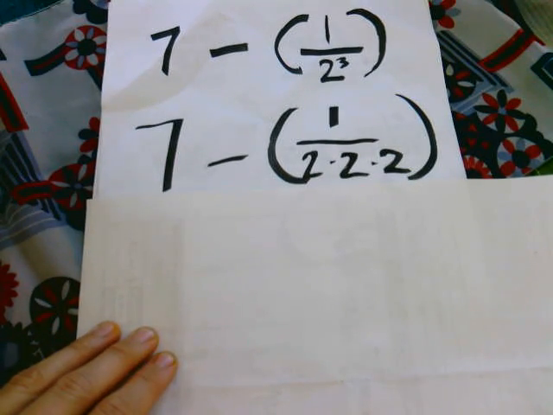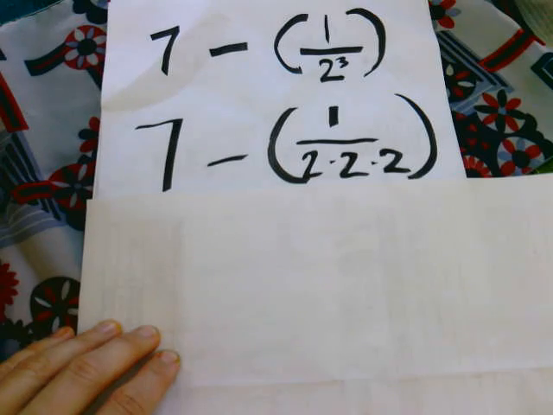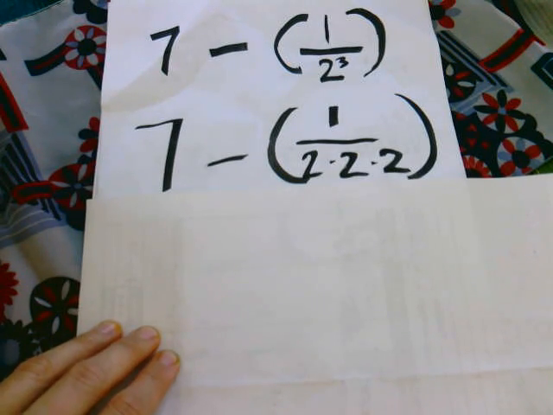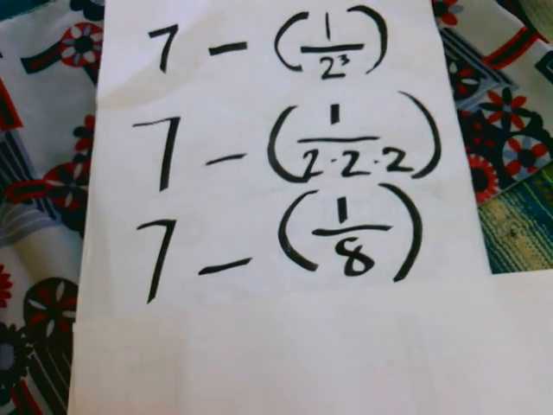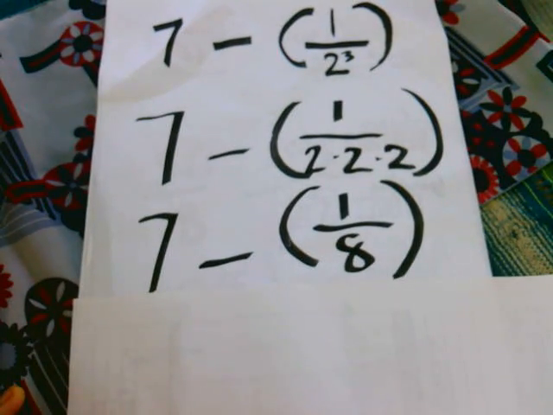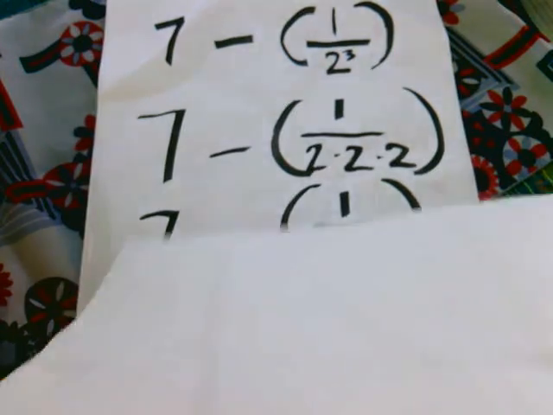So the next thing to do is to multiply the 2's out. So 2 times 2 times 2 is 8. So that leaves us with 7 minus 1 over 8. Now, at this point, it's a problem of subtracting fractions.